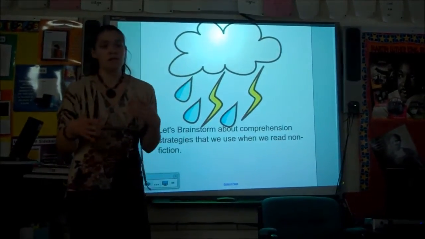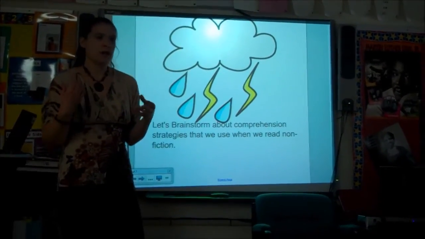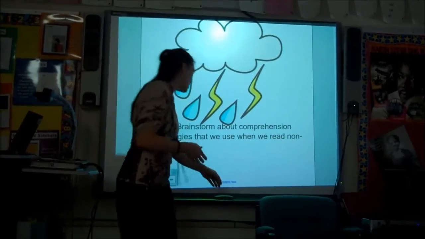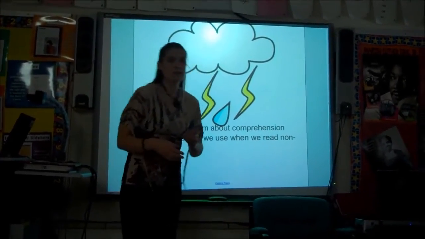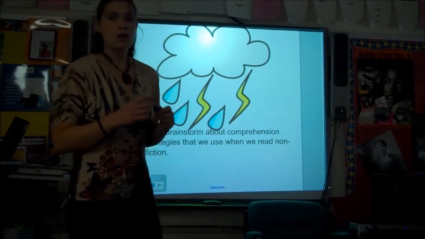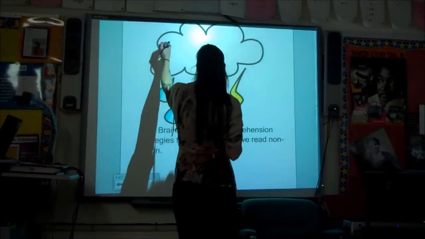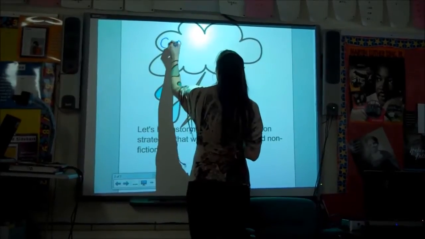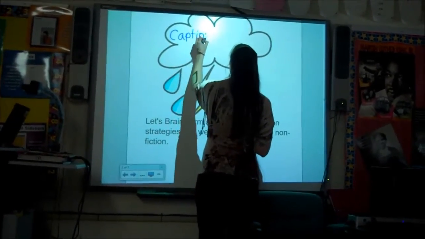So let's think about some ways we've already talked about in class that help us understand nonfiction stories. What are some things we do that help us understand nonfiction? Frankie? Captions and pictures. Good. We look at captions and we look at pictures. How do those help us learn?